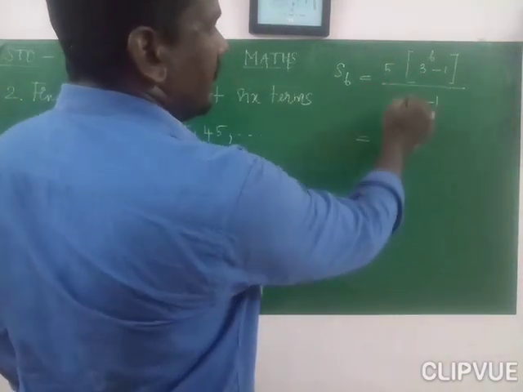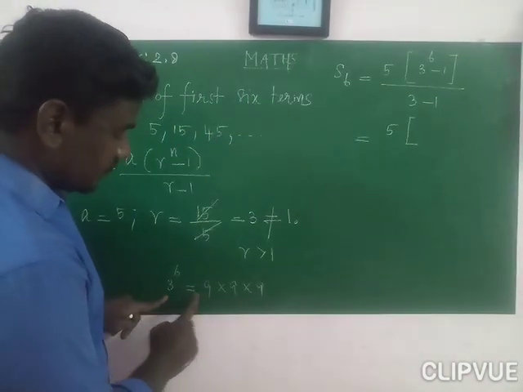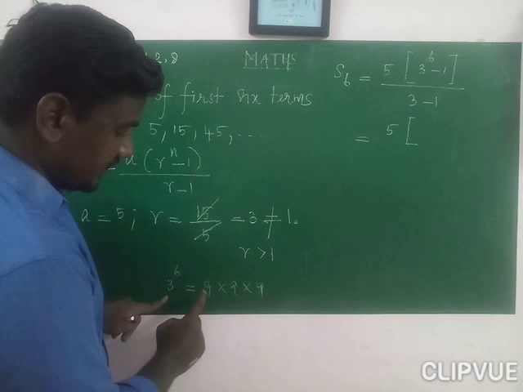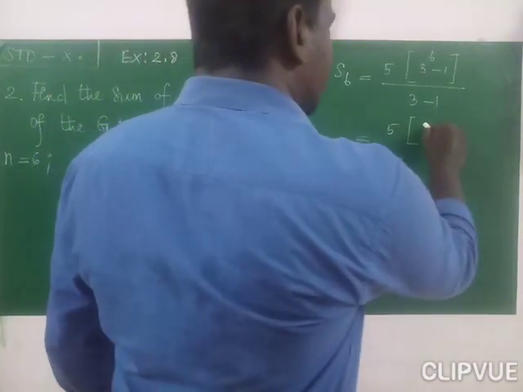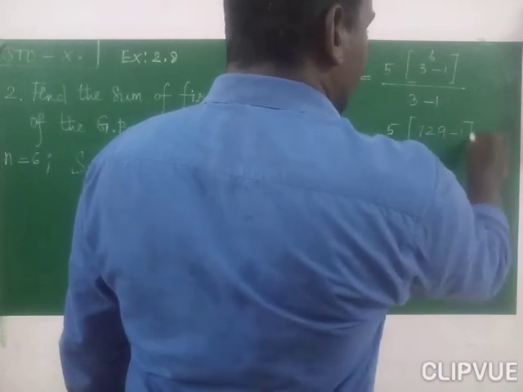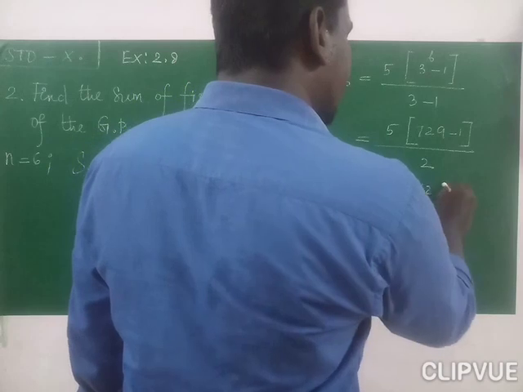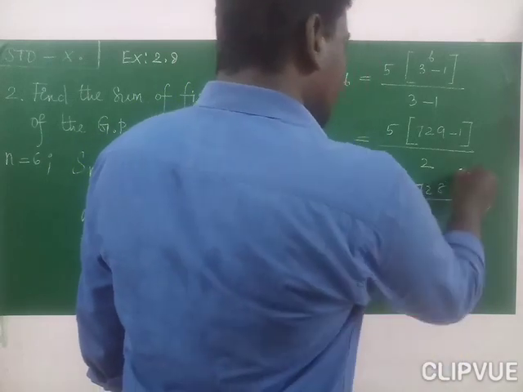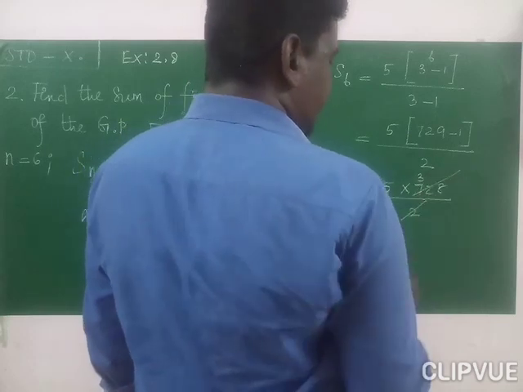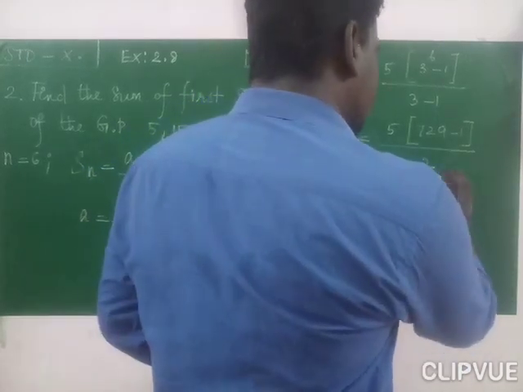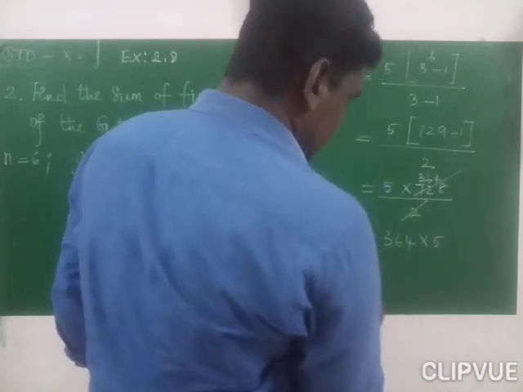S6 is equal to 5 of 3 power 6. 3 power 6 value: 3 square into 3 square into 3 square. 3 square value 9 into 9 into 9. So 729 minus 1 divided by 2. So 5 into 728 divided by 2. It can be cancelled. How many times? 3 times 6, remaining 1 is 12. 6 times, 4 times. So 364 into 5.